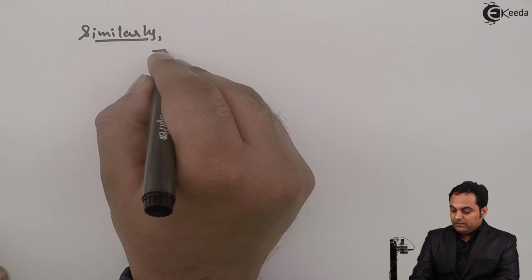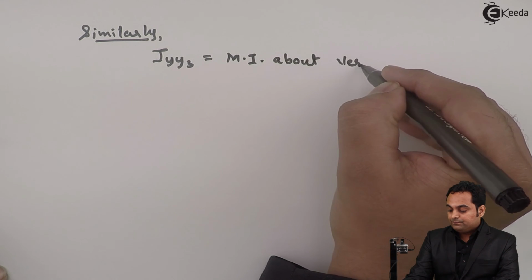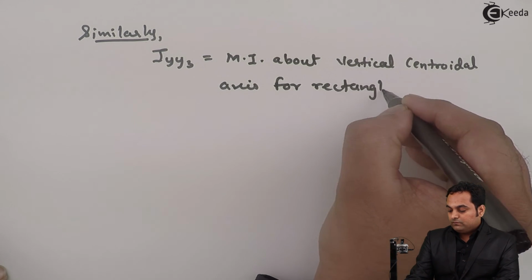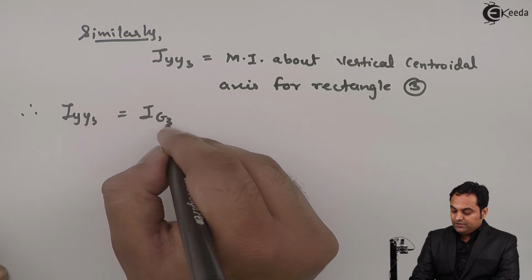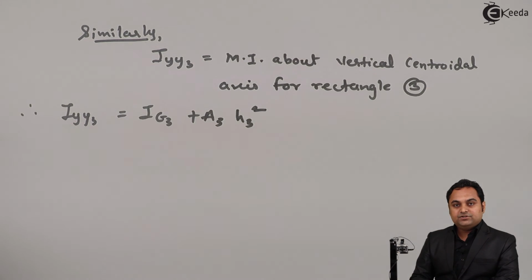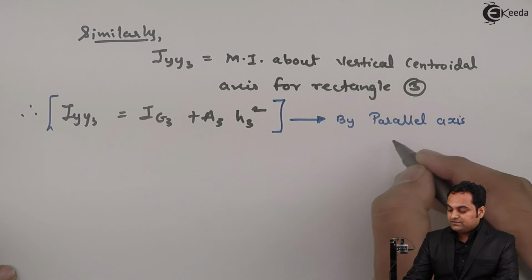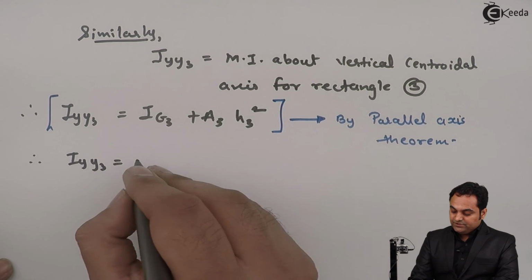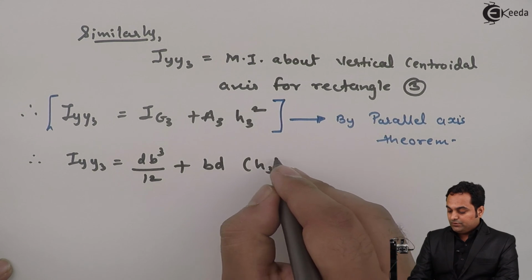Next, similarly, Iyy3 is the MI about vertical centroidal axis for rectangle 3. So therefore Iyy3 is Ig3 plus area 3 into h3 square by parallel axis theorem. So therefore Iyy3 is Ig3, db cube by 12, plus area is b into d, into h3 square.